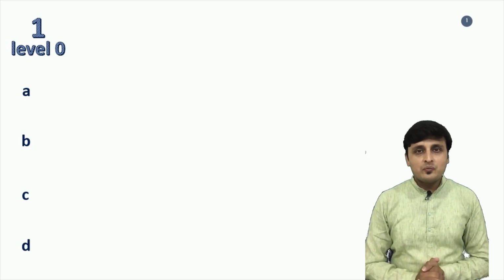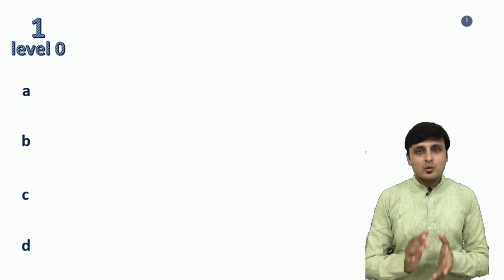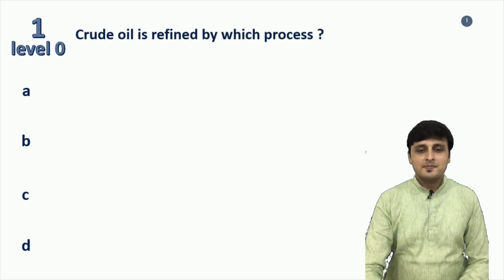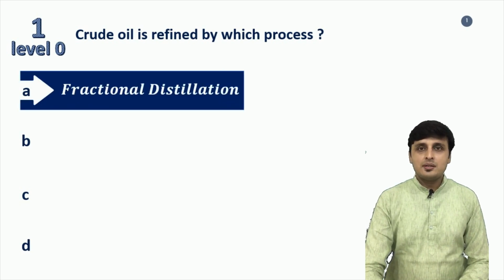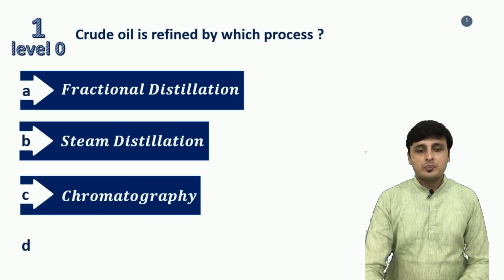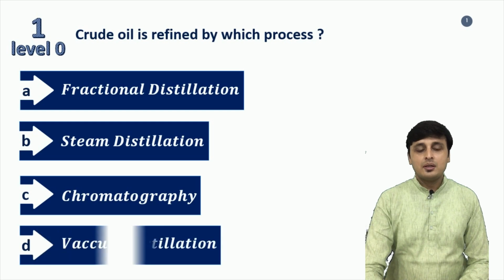Now presenting the very first question of the show, question 1, level 0, and the question is: crude oil is refined by which process? Option A, fractional distillation. Option B, steam distillation. Option C, chromatography. And option D, vacuum distillation.